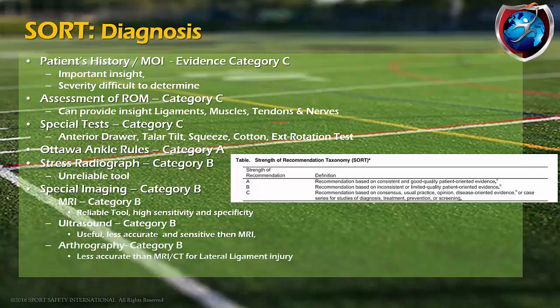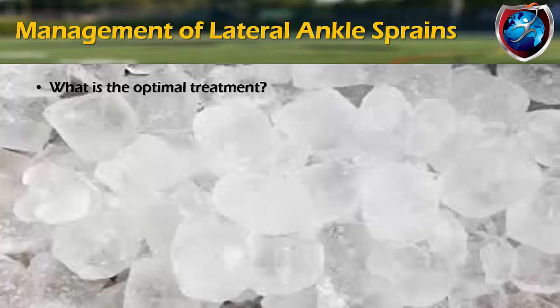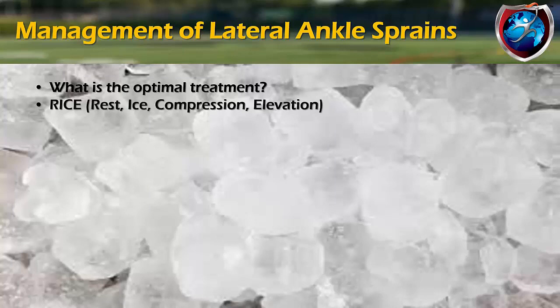Arthrography and tendography are less accurate than MRI and CT, especially when performed 48 hours after lateral ligamentous injury. What is the optimal treatment in the management of lateral ankle sprains? Rest, ice, compression, and elevation, or RICE, is almost universally accepted as best practice by athletic trainers and other healthcare professionals immediately after acute ankle sprains.